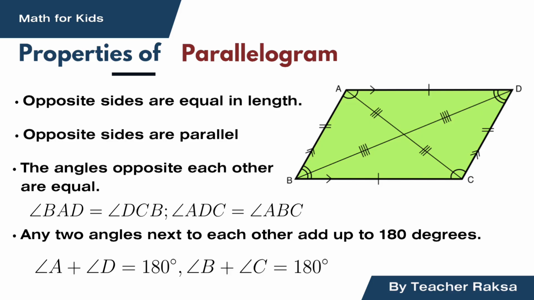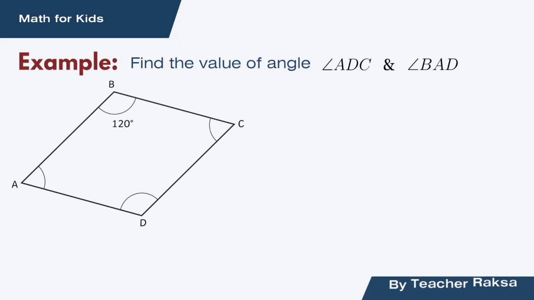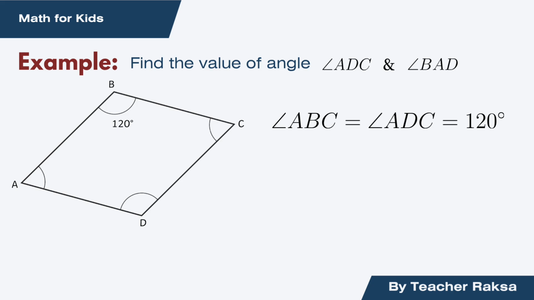Now let's apply this rule to a real problem. In this example, we need to find the values of angle ADC and angle BAD. Since opposite angles in a parallelogram are equal, and we're given that angle ABC is 120 degrees, that means angle ADC is also 120 degrees.